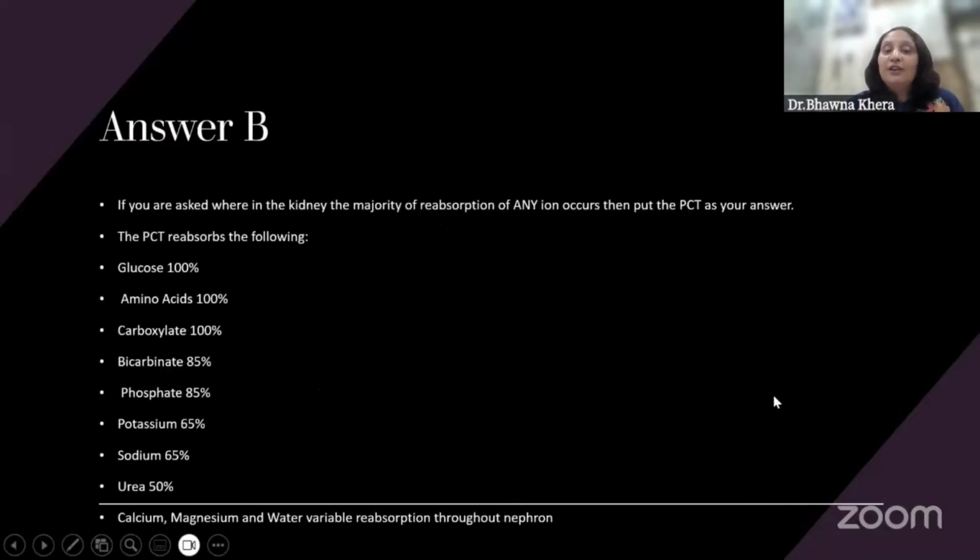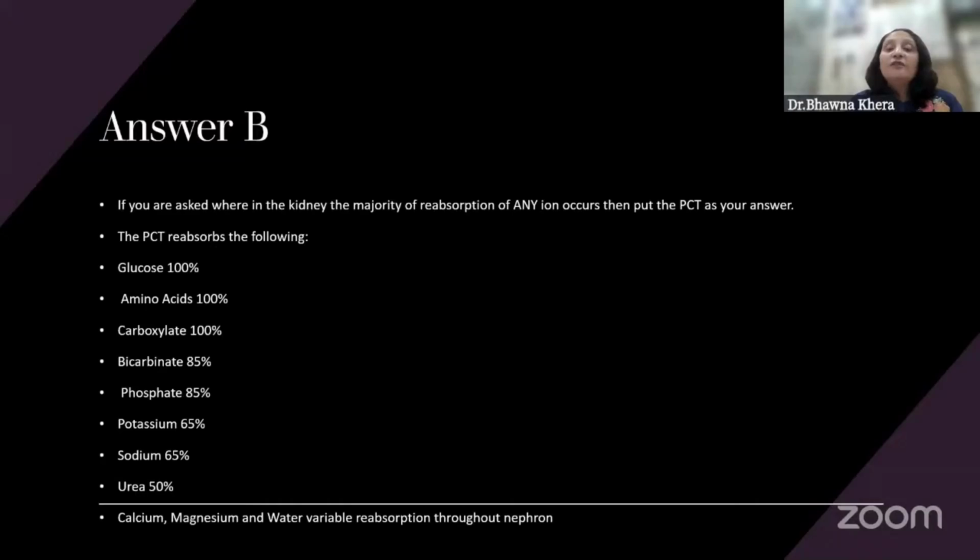Now let me tell you one very important trick here. If they give you anything and you don't know where it is reabsorbed, particularly if we are talking about bicarbonate, phosphate, potassium, sodium, urea, then you can put PCT as an answer very confidently, because 99% of these things are absorbed in the PCT, the proximal convoluted tubule.